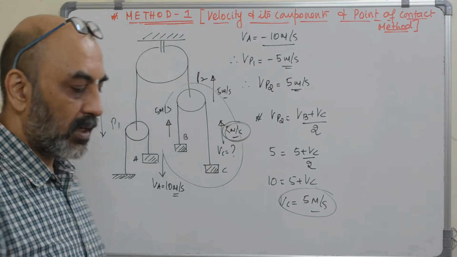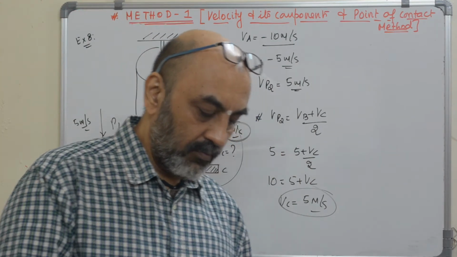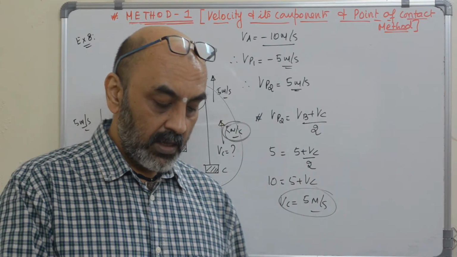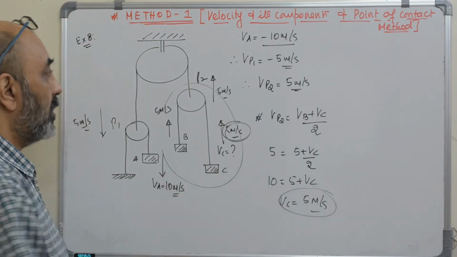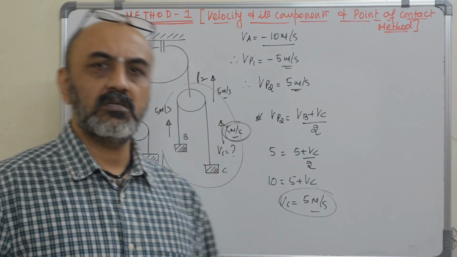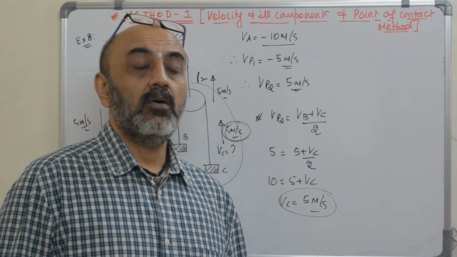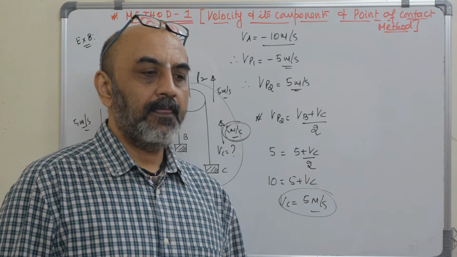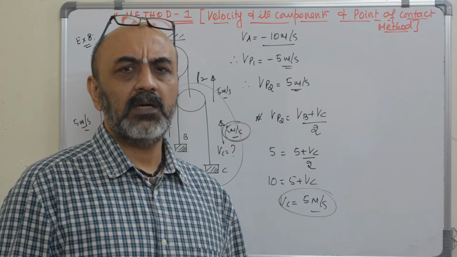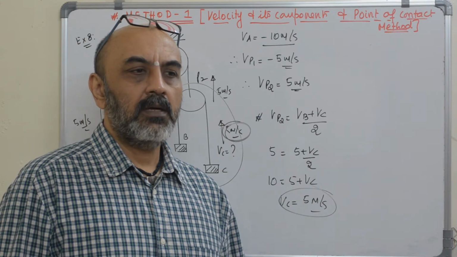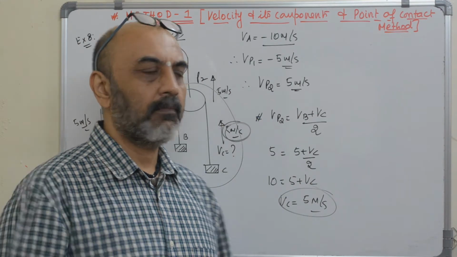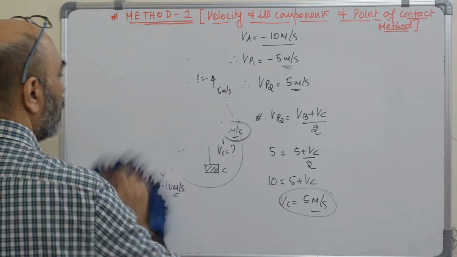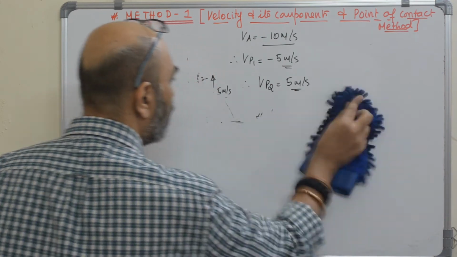Okay, now the method we were employing so far was taking velocity and its components, basically talking in terms of velocity only. Now we are going to go to a method which is known as the point of contact method. Listen to this very carefully. It may sound a little weird initially, but if you get a hang of it, no issues whatsoever. So we are now going to talk about the point of contact method.